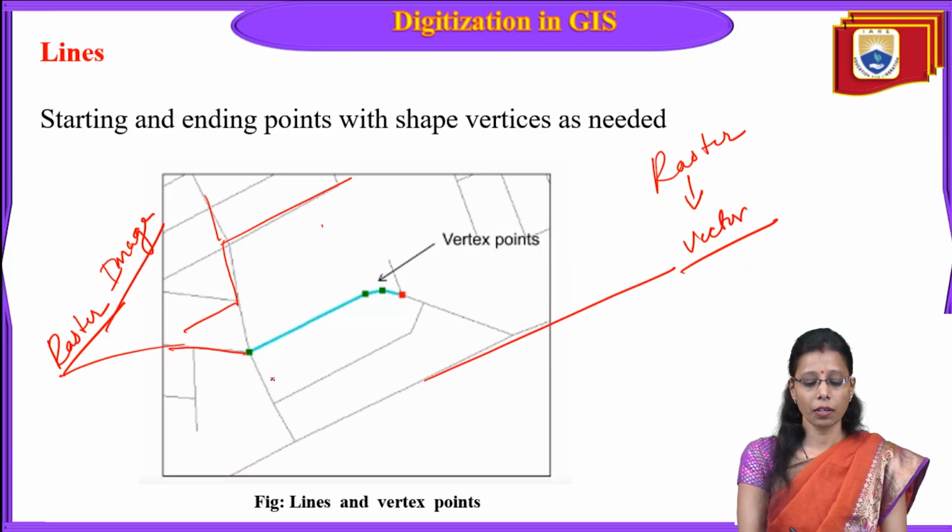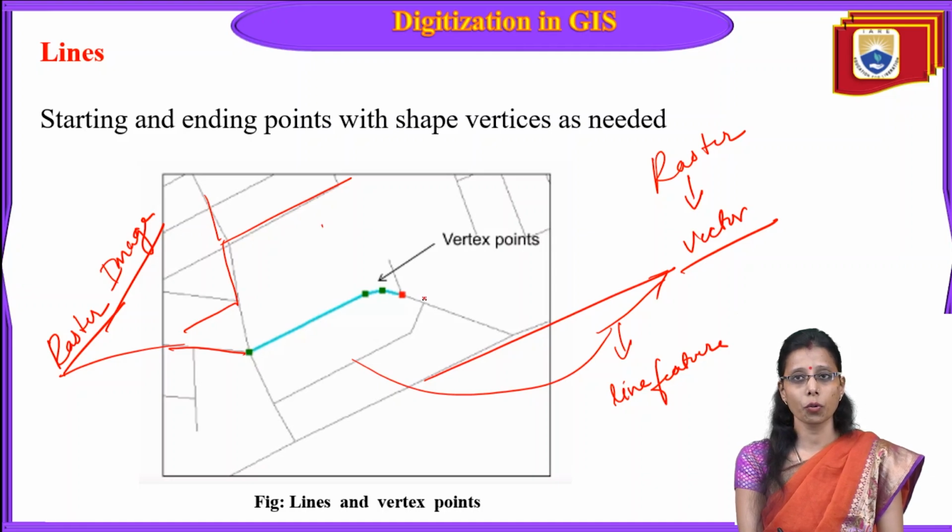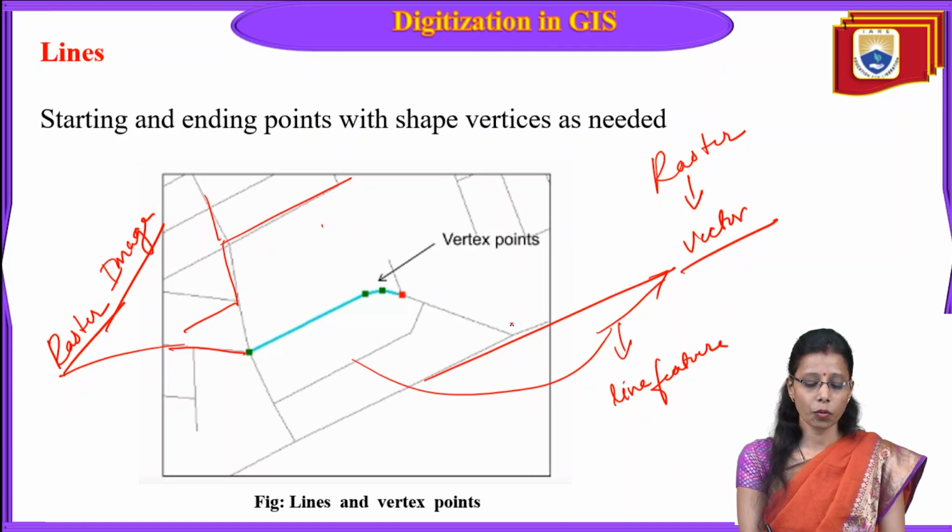Now this image, if I want to convert it to vector, I will take the line feature and I will start digitizing. Digitizing means, for example, this line is already done for you to show. If I want to digitize this whole line, the line has vertices. The small box you can see here is a vertex. And this red color is the end point. Wherever you end the line, it will show in red.